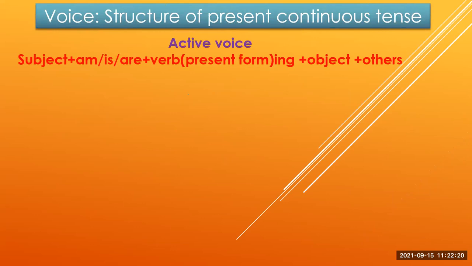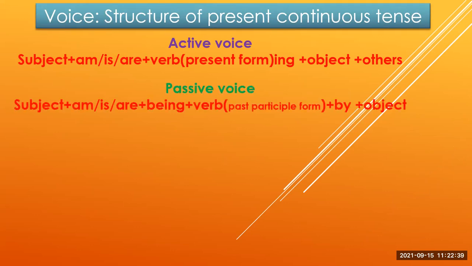This is the structure of present continuous tense in active voice. In active voice, the structure of present continuous tense is subject plus am/is/are plus verb plus ing plus object plus others. In passive form, the structure of present continuous tense is subject plus am/is/are plus being plus verb in PP form plus by plus object.